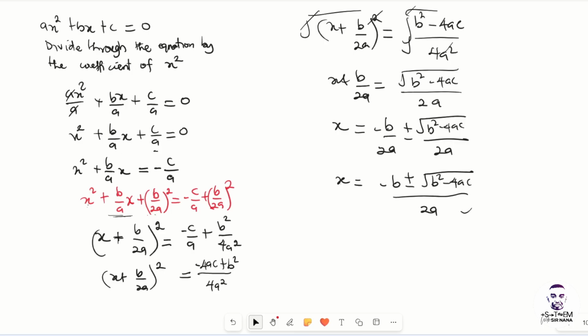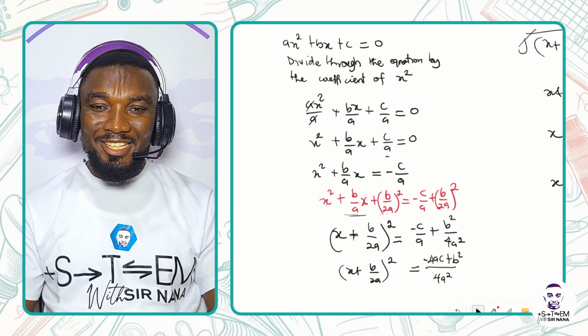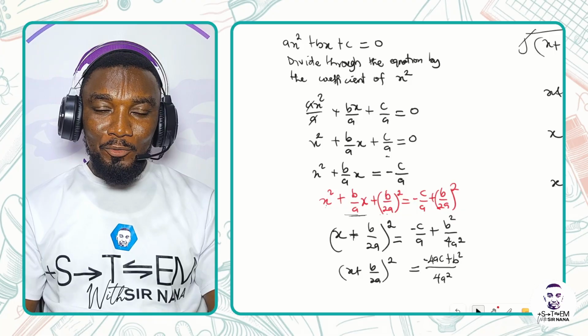So we've gone through the process to algebraically look at how we can solve quadratic equations using the method of completing the square. In our next lesson, we want to look at some examples, and we'll use the method of completing the square to solve them.